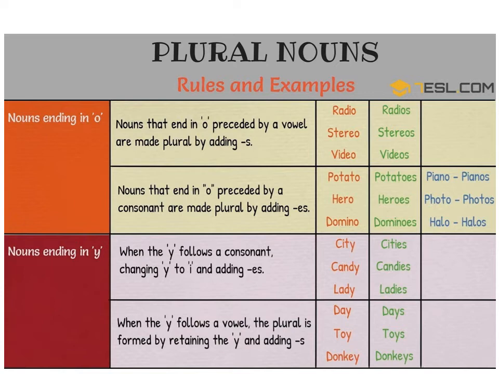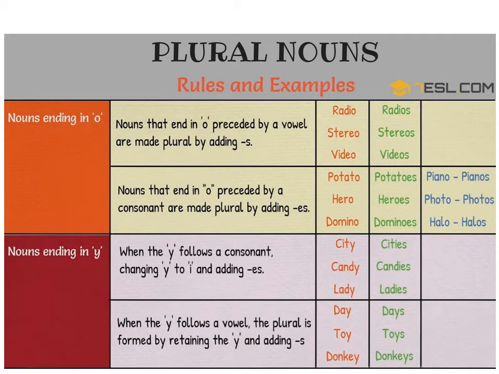Now, let's look at the bottom part of nouns ending in O. Nouns that end in O followed by a consonant are made plural by adding ES. Okay, example, potato, potatoes. And look at that potato, the last letter is O, right? And before O, we have letter T. And T is an example of a consonant. That's why in potatoes we add ES.